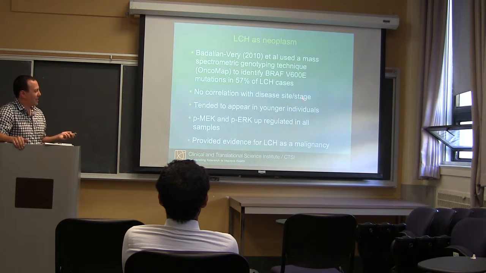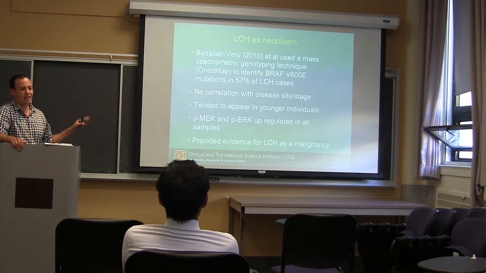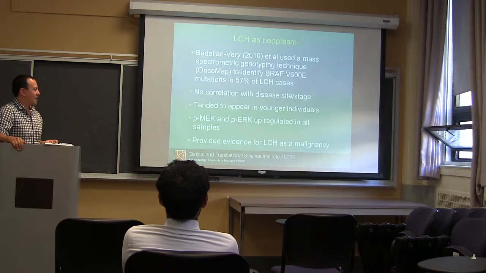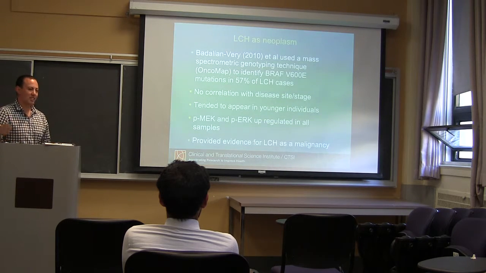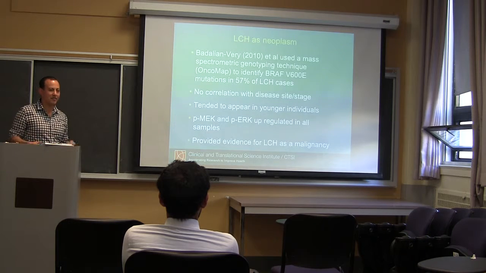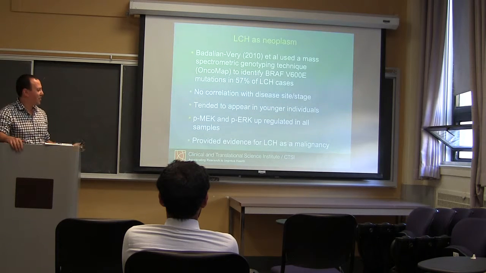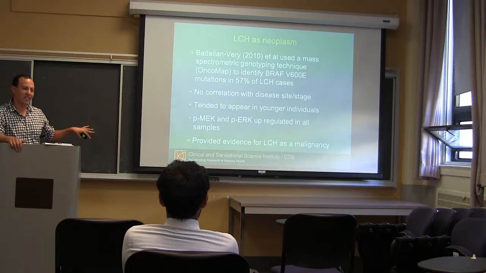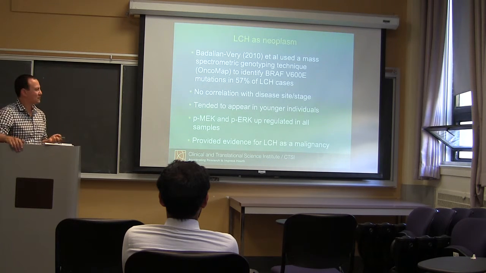Interestingly enough, she didn't see any correlation with disease site or stage. Didn't really know how to explain that. She did say it looks like younger individuals were the ones that had this more frequently. And then when they did a little bit of staining looking downstream of BRAF, they saw all samples had some sort of upregulation of this pathway, but not all of them had this mutation. So something is causing this. But the gestalt of this paper was that this is evidence that this has a clonal mutation that is driving this, and thus we can consider this a malignant neoplasm.